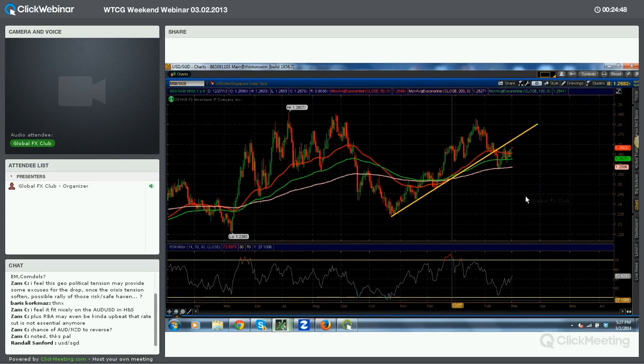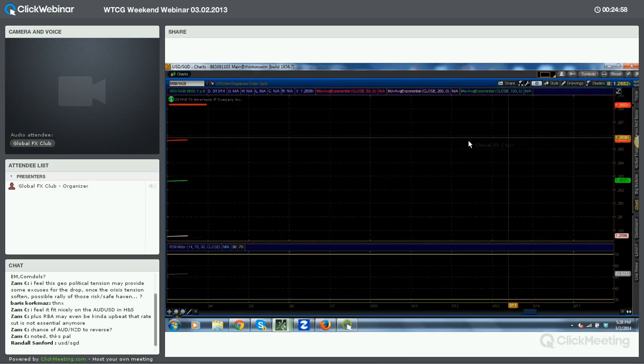Okay, so there's your bearish setup. Very nice retest, started to head a little bit lower. Possibly a kind of head and shoulders type scenario going on here, but not really anything that I'm excited about.